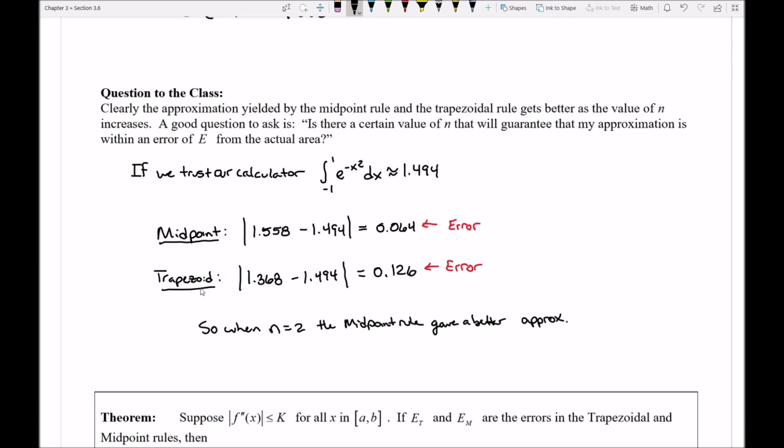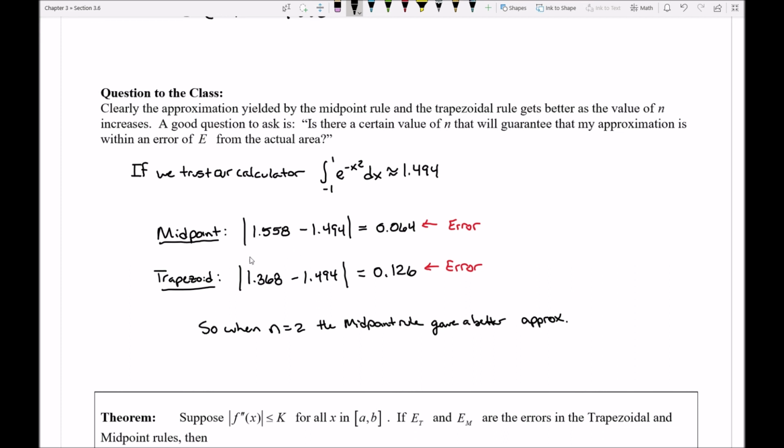In fact, our question here really isn't even which of these techniques did a better job, but more importantly, the question again up here. Is there a certain value of n that can guarantee my approximation is within a specific error of, say, the number e, from the actual area?